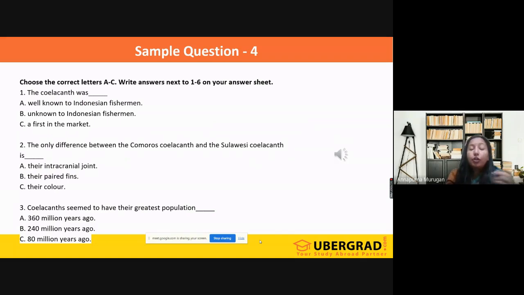Then the third question is what? C seem to have their greatest population. So that means when was the greatest population of C there? Okay, so what are the things that we need to purely concentrate on? The questions: What is the C? What is the difference between CC and SC? And how many years ago was the C at its greatest population? That means when there were more of these.